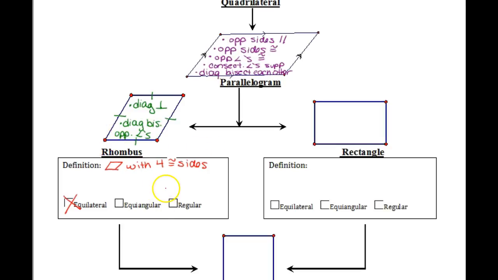The other special parallelogram we talked about on the other side was rectangle, which is a parallelogram with 4 right angles. And its only interesting fact was that the diagonals are congruent. And the most appropriate word to describe rectangle would be equiangular.